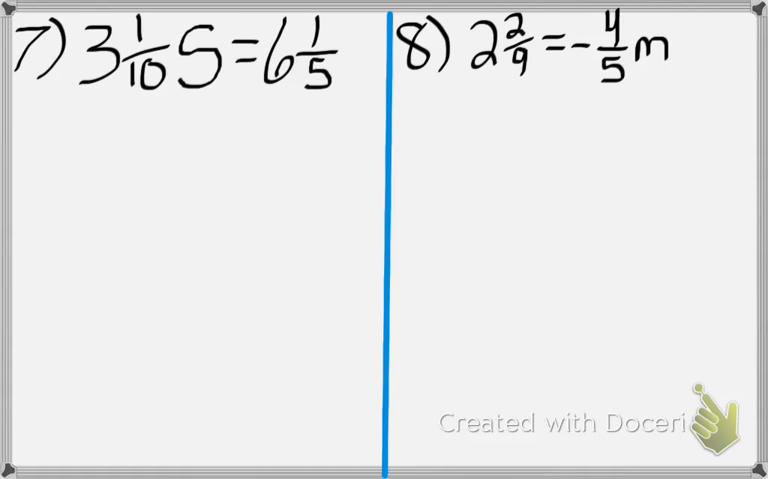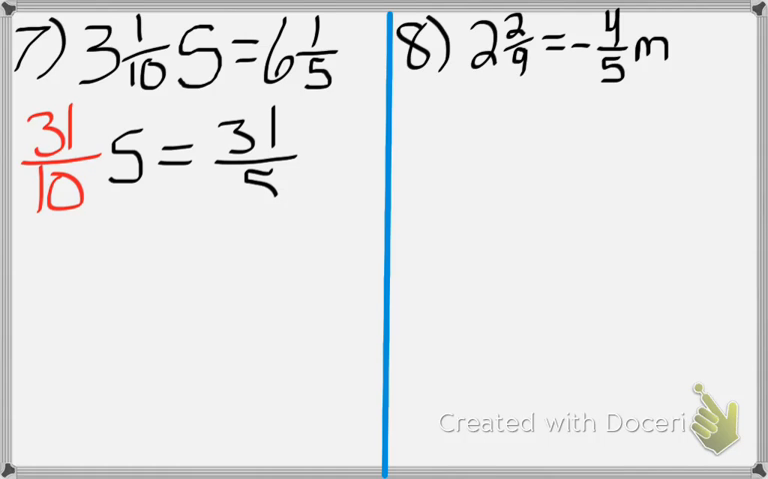Alright, so if we turn that into an improper fraction, 10 times 3 is 30. 30 plus 1 is 31. So we get 31 over 10. That's what our question currently is. 31 over 10 equals, now let's do it to the other side. 5 times 6 is 30. 30 plus 1 is 31, so we have 31 over 5. Now we're ready to get going.